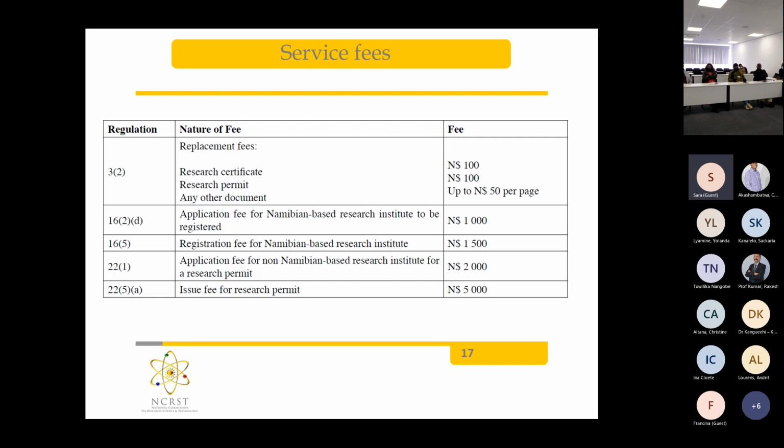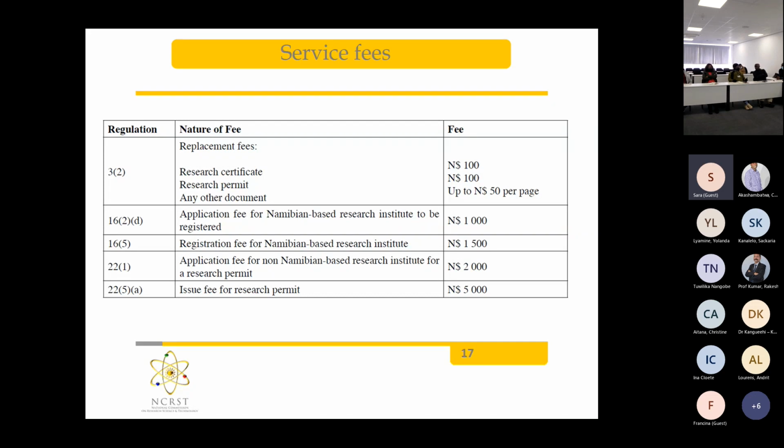All right, so thank you. As soon as the resources that you are accessing for your research are outside of Namibia, then the clearing for you to access such research should be dealt with by the country you are going to do that in. So you are only given clearance by the NCRST if you are to access resources within Namibia. Yes, I hope I got your question right.